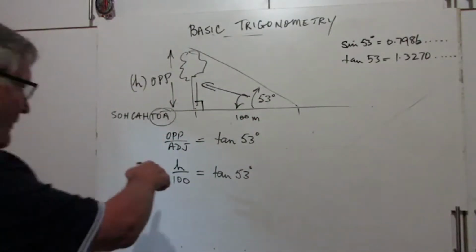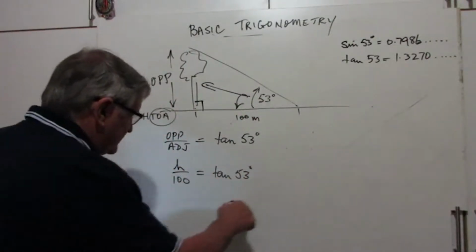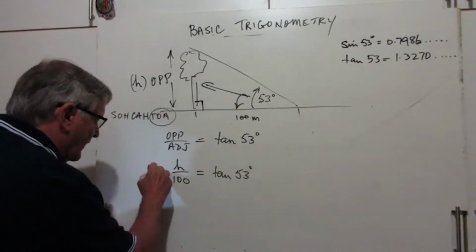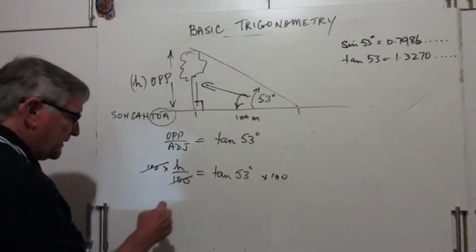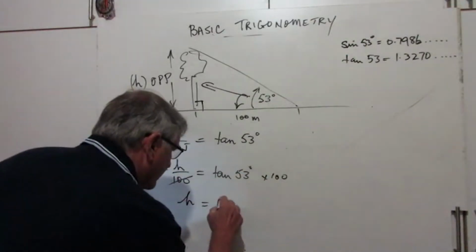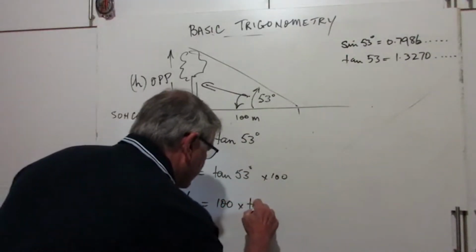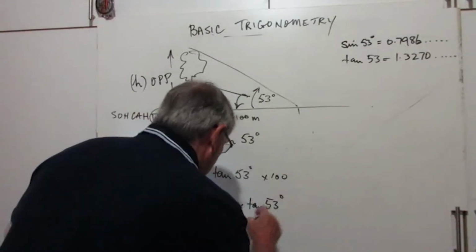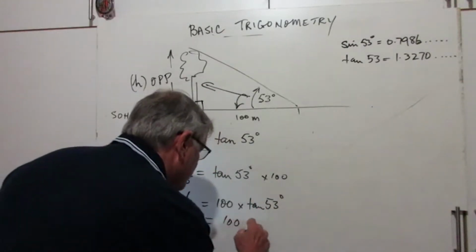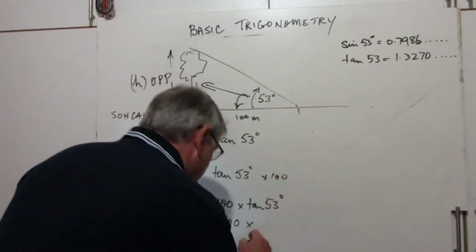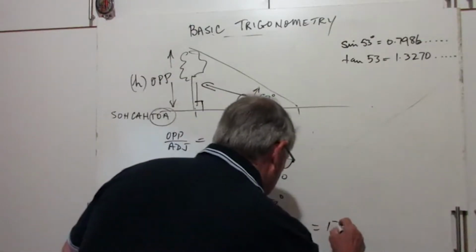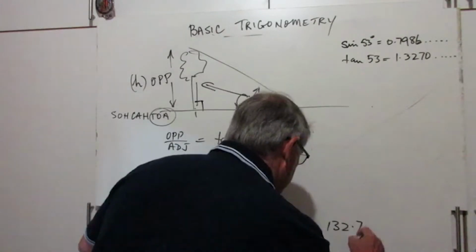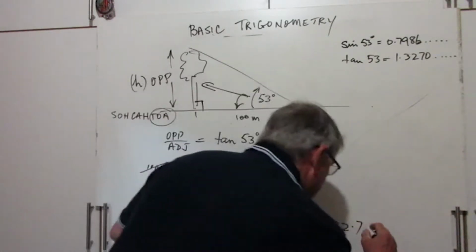Okay, so now, to solve this, we're going to multiply both sides by 100. So that 100 disappears. So H is equal to 100 times tan 53 degrees, which is 100 times 1.3270, which is 132.7 metres.